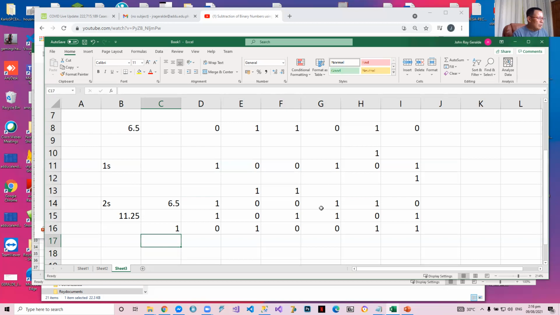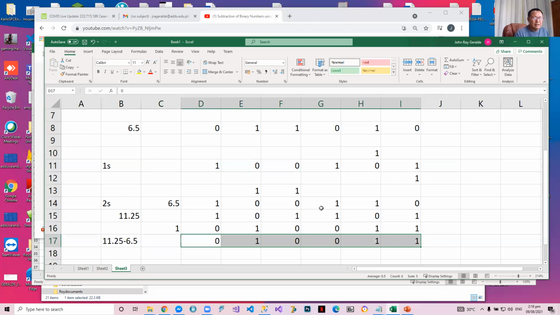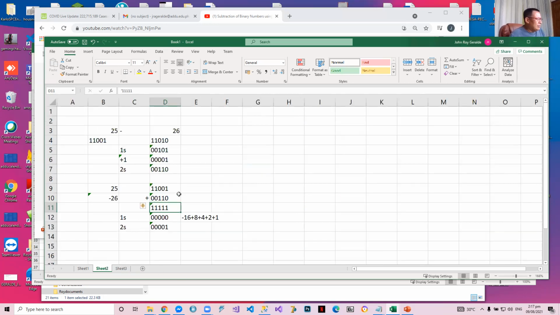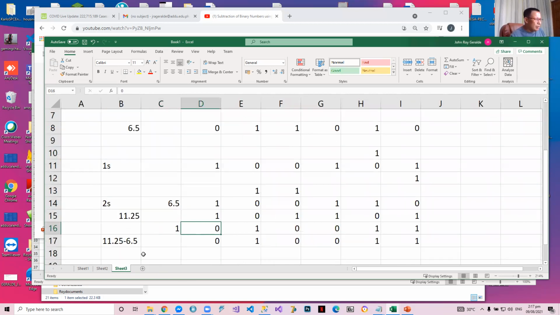You follow? So 11.25 minus 6.5 is equal to this. This means that the last value is a positive value. If the last carry is a 1, the result is a positive value. If the last carry is a 0, the result is a negative value. In our previous example, 1 plus 0 is 1, and the last carry is a 0. So we know that this is a negative number. In here, the last carry is a 1, the result is positive.